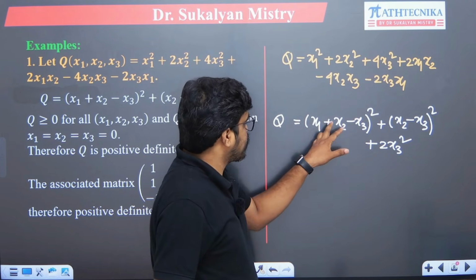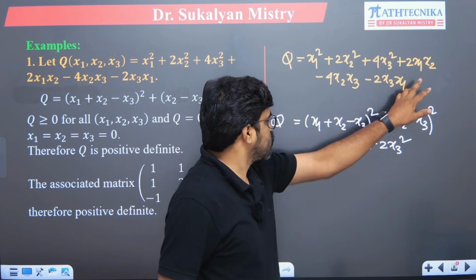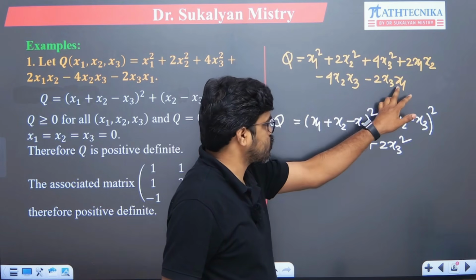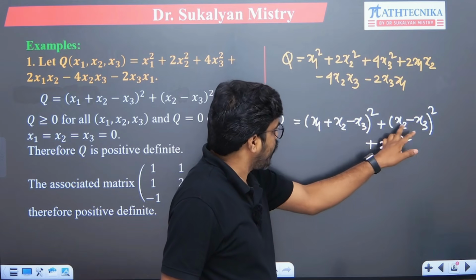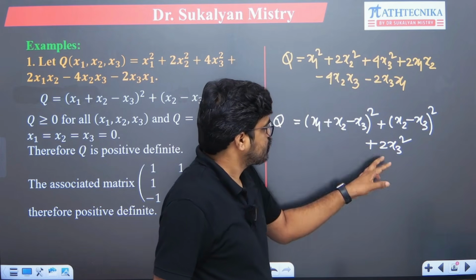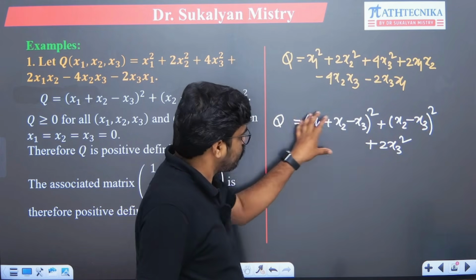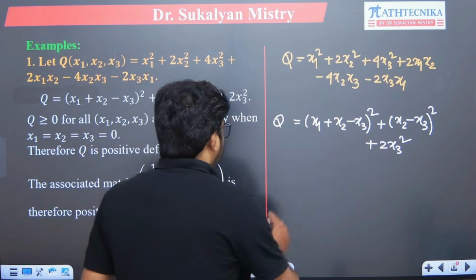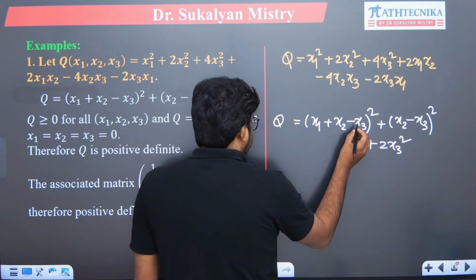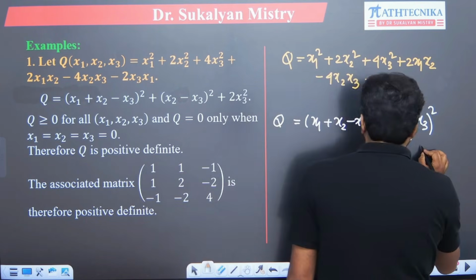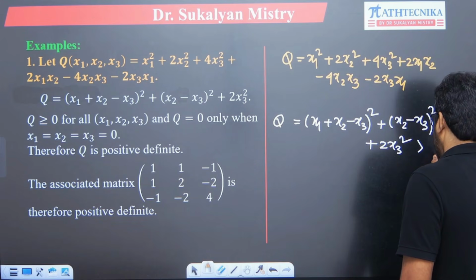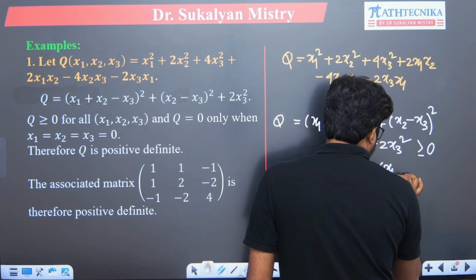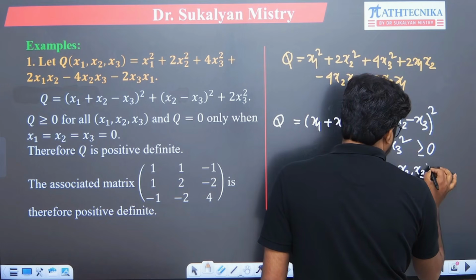Okay, 2x1x2, 2x1x2, right? Minus x1x3, minus x1x3, minus 2x1x3, right? Minus 2x2x3, and here minus 2x2x3, that is minus 4x2x3. Okay? So these are squares, so they must always be positive. So this expression is greater than or equal to 0 for all x1, x2, x3.